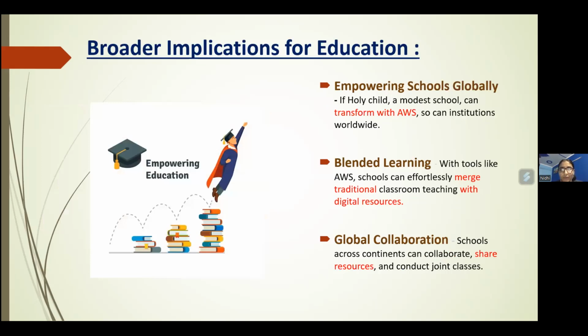Broader implications for education: empowering the school economy. AWS was introduced to Holy Child School, which is normally a very basic school. So if a school can transform its education and upscale its resources at that level, and if AWS is introduced in every school, in every institution, you can imagine how schools will be empowered, how education will be empowered. Next is blended learning.